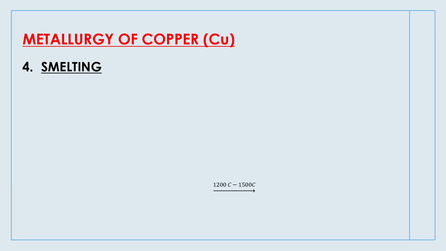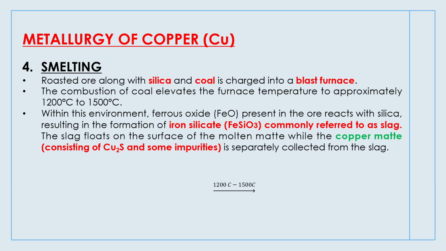The next one we have is smelting. In smelting, the ore produced earlier in the third step is then heated with silica and coal in a blast furnace. As it is a furnace, it will have a very high temperature of around 1200 to 1500 degrees centigrade. Here the ferrous oxide which was present in the ore reacts with the silica and forms iron silicate. Iron silicate is also called slag.